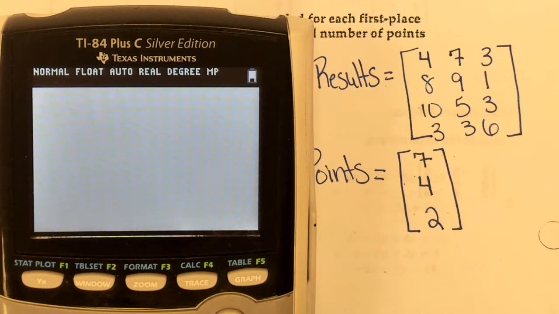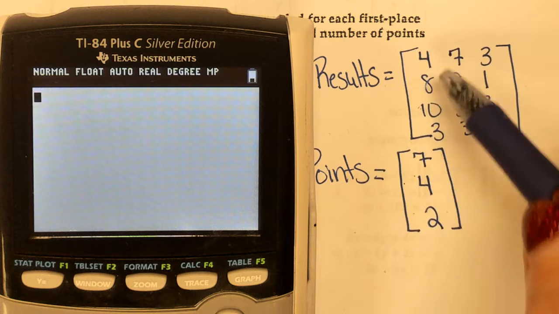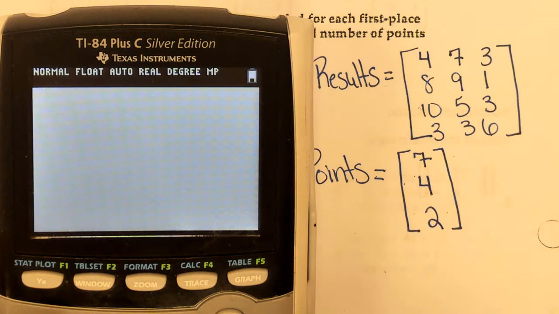Can we add it? This one's already got teed up for me. Uh-huh. Because remember, multiplying, you would do the 4 times the 7 plus the 7 times the 4 plus the 3 times the 2.